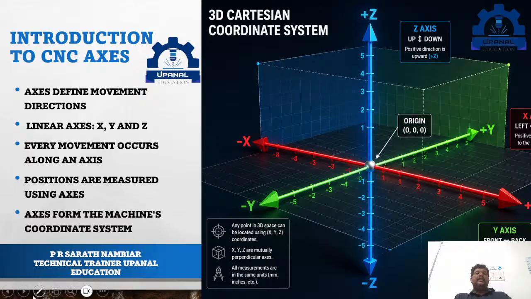That is why axis and coordinates work together and are very important. Coordinates tell us the location and the axis provides the direction needed to reach that location. Without axes, coordinates would have no meaning. And without coordinates, axes would not know where to move. The two concepts always work together.